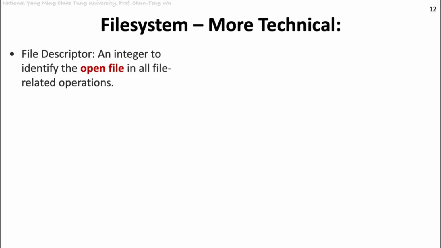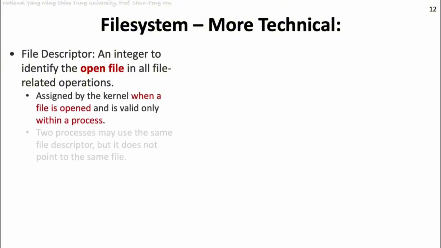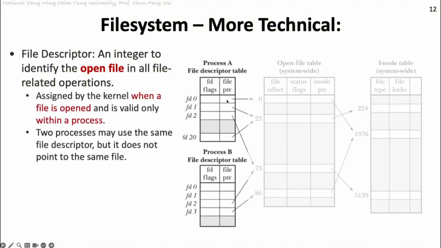Okay, so let's go a little bit deeper into the process and the file. There is a concept called file descriptor. A file descriptor is an integer that identifies the open file in all file-related operations. When you write a program and call something like fopen to open a file, at the same time you get a file number, a file descriptor. So for different processes, if you open a file, for example the first file, you will get one file descriptor, like 1 or 3 or 4.